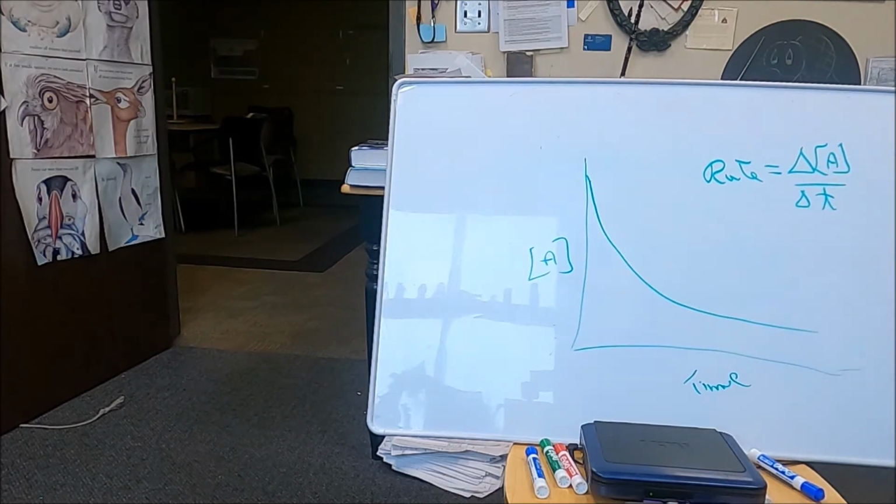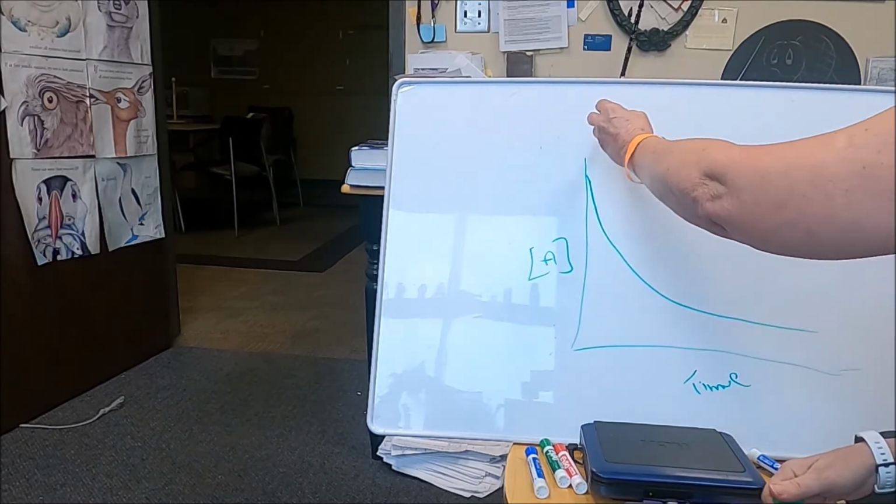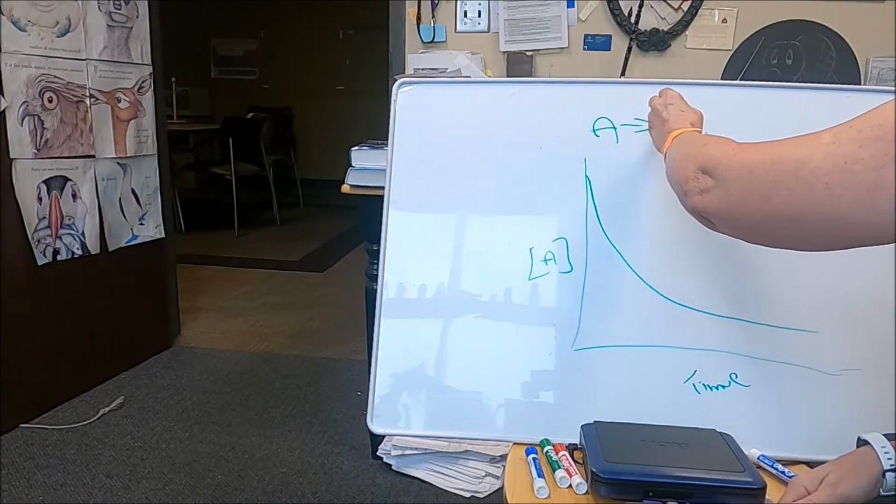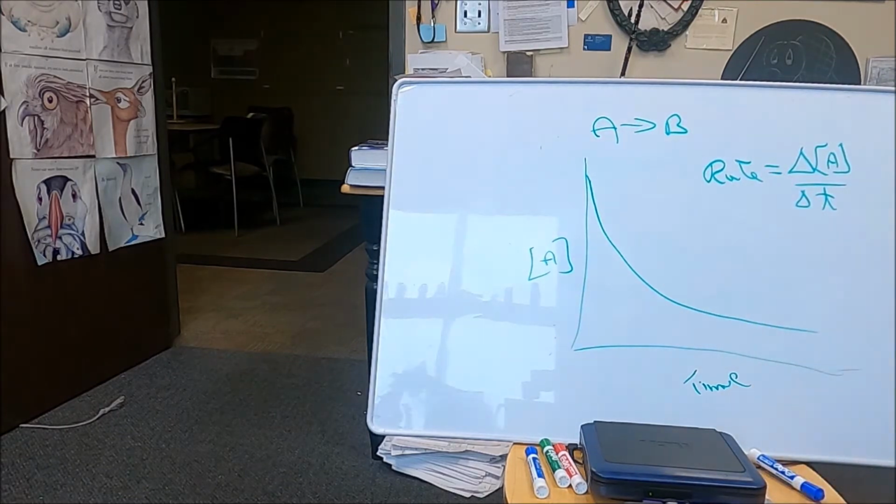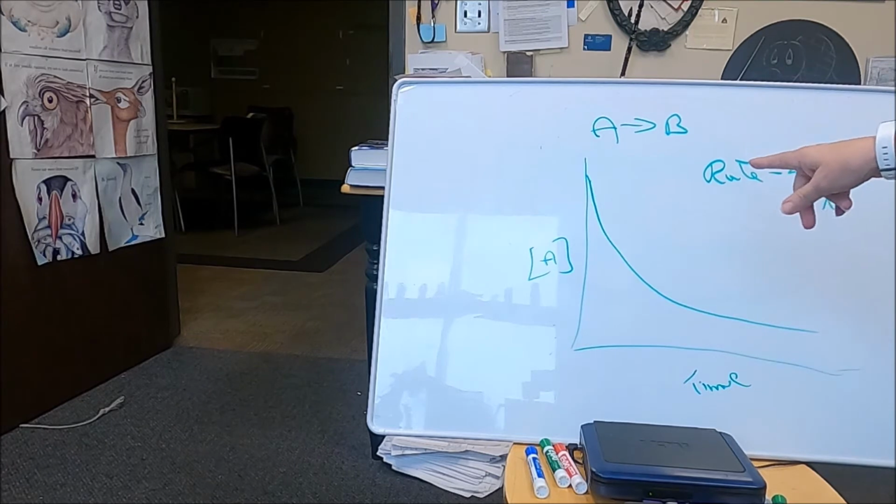Delta in math means change. So here I've got the change of a reactant A, and let's say that I've got the reaction A goes to B, just a very simple reaction. Now over time, as the concentration of A goes down, the concentration of B should go up.